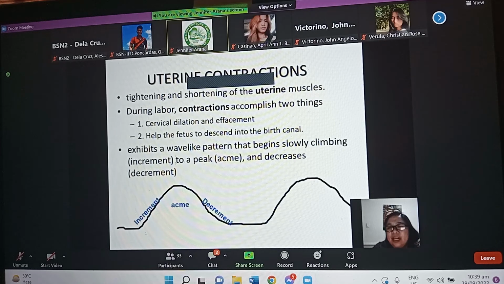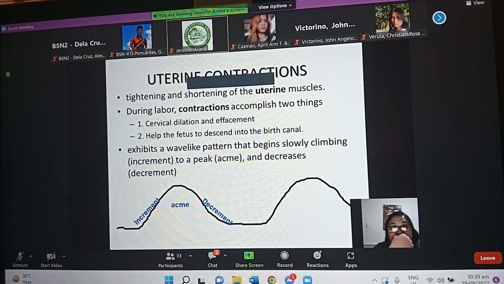Okay, so what are uterine contractions? This is the tightening and shortening of the uterine muscles. Ang muscles sa uterus mohingahi para ma-push ang bata pagawas sa uterus. During labor, contractions accomplish two things. It leads to cervical dilatation and effacement, and it helps the fetus to descend into the birth canal.